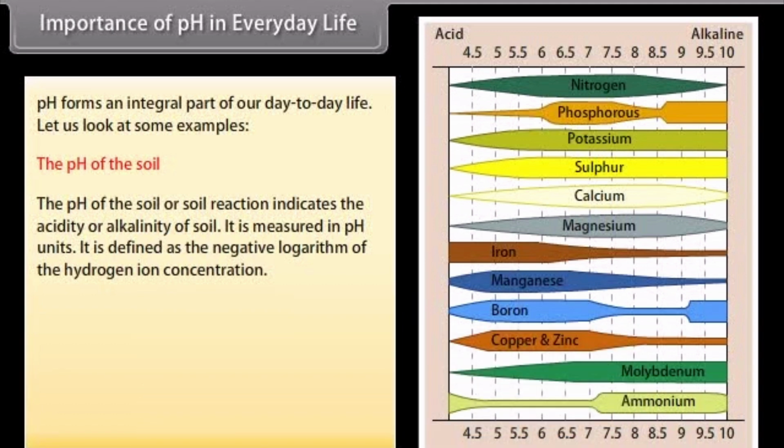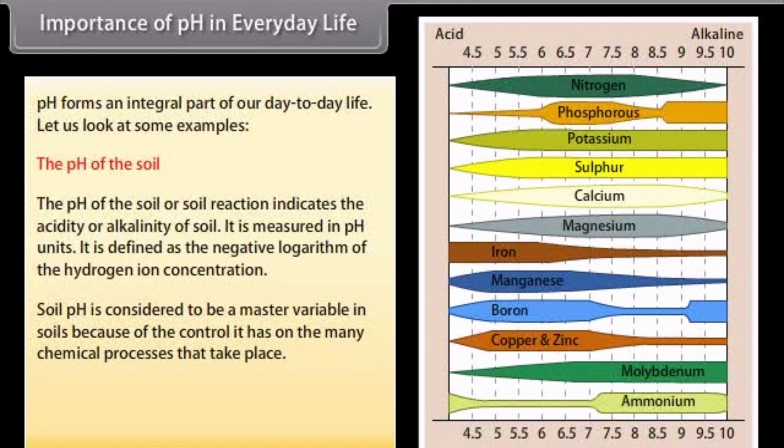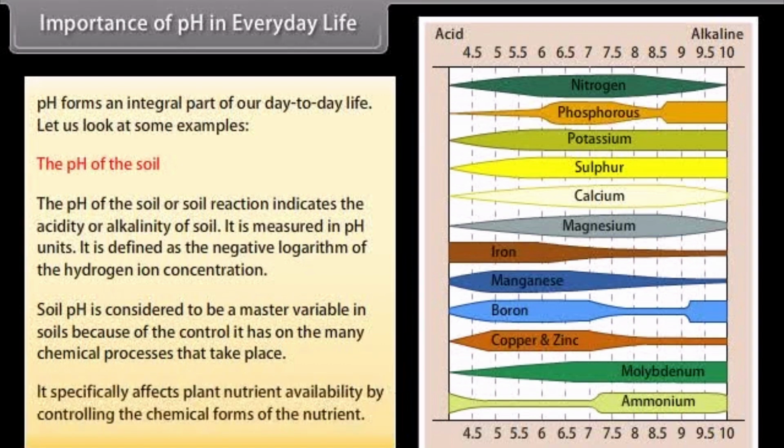With the increase in the amount of hydrogen ions in the soil, pH also increases, leading to the soil being more acidic. Soil pH is considered to be a master variable in soils because of the control it has on the many chemical processes that take place. It specifically affects plant nutrient availability by controlling the chemical forms of the nutrient.